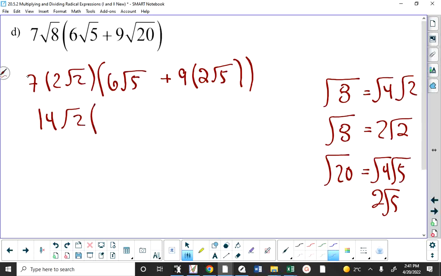And here, I don't want to rewrite the whole line. This is 18 root 5. 9 times 2 is 18. 18 root 5 plus 6 root 5 is 24 root 5.